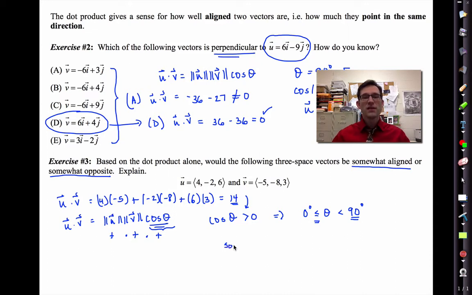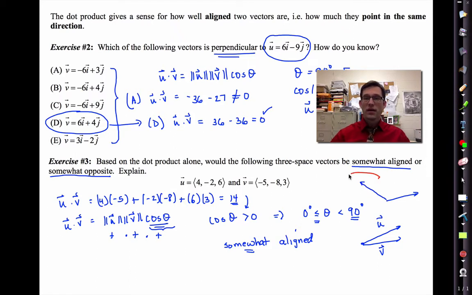So we would say that these vectors are somewhat aligned. Somewhat aligned, meaning that they look kind of like this, U and V. What they don't look like is this. This would be somewhat opposite. So they don't look like this.